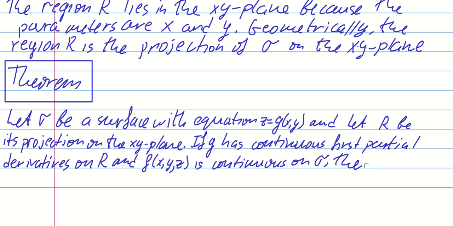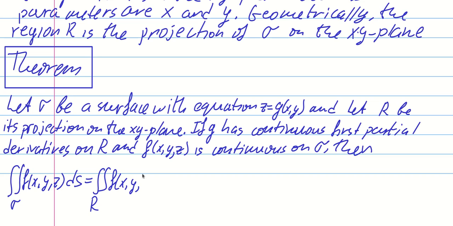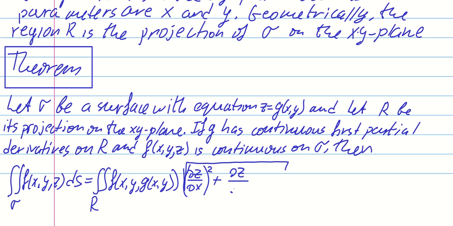then we can rewrite our integral in the nice form that tells you that the double integral over sigma of f of x, y, and z ds is equal to the double integral over R of f of x, y, g of x, y, and we put a square root here where we say dz dx quantity squared plus dz dy quantity squared plus 1 dA. Right?